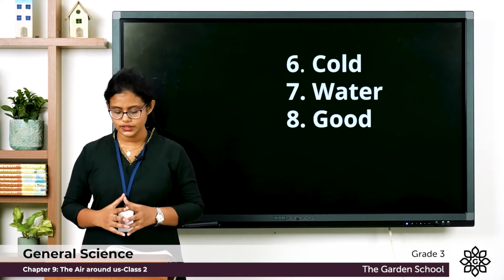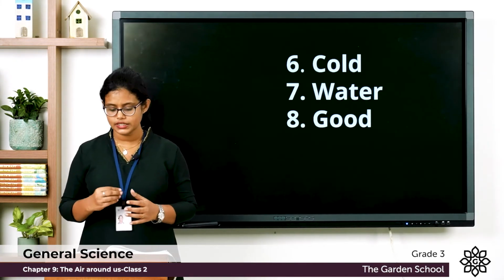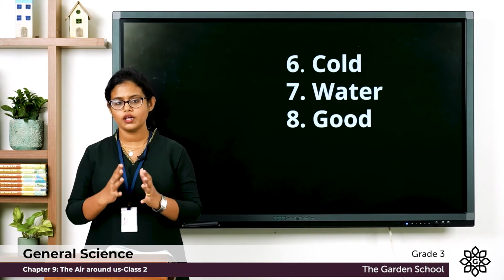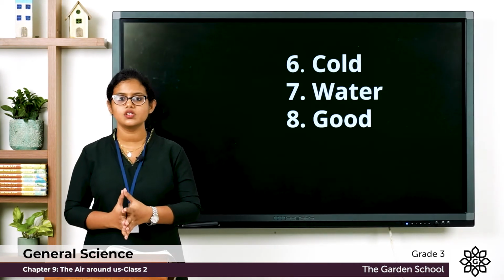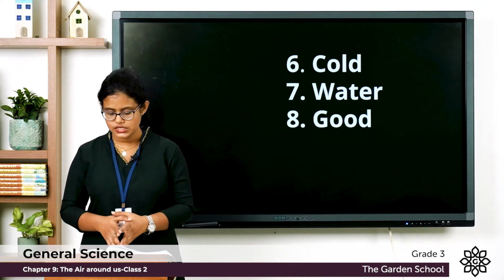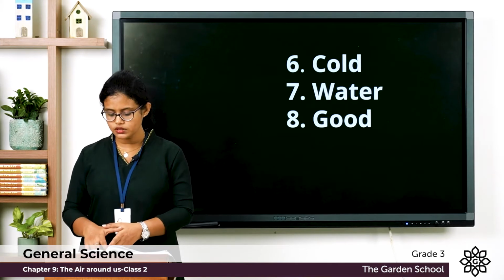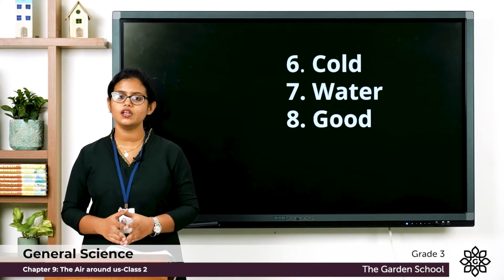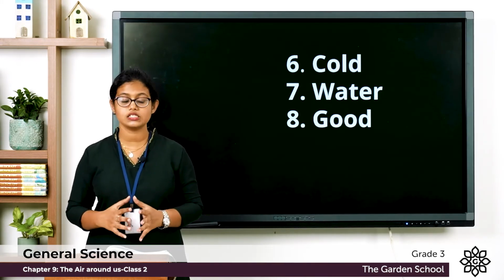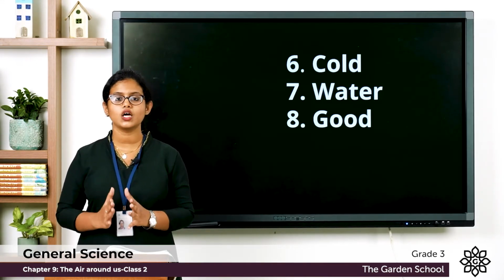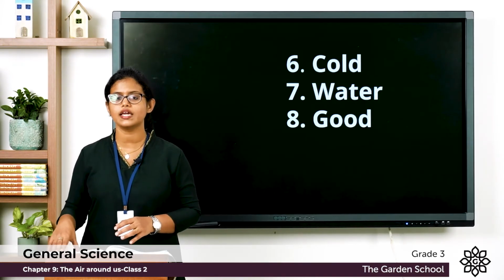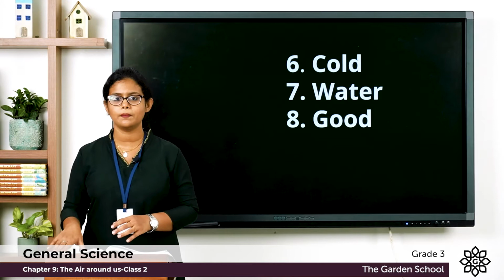Let's see the sixth one. In winter, the air around us is cold. So, the winter time it is very cold and we feel cold because the air around us is cold. Seventh one, fish breathe in oxygen present in water. Eighth one, clean air is dash for health. It is good for health. So, all these words you have to find in the word grid and you have to mark them.